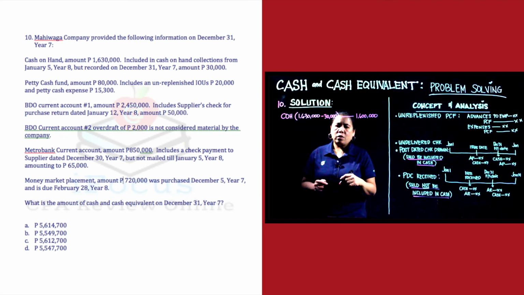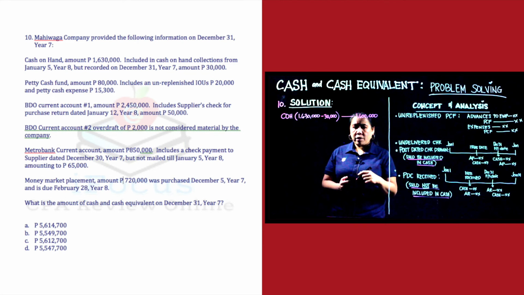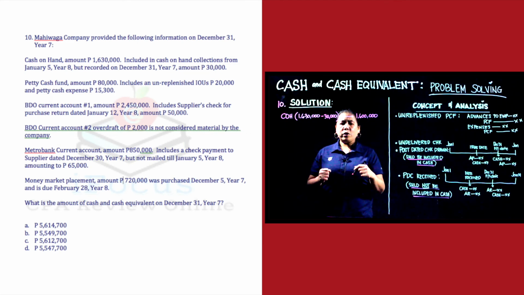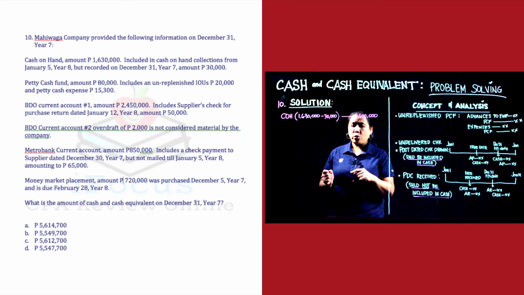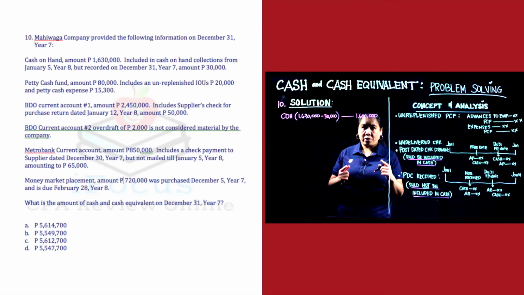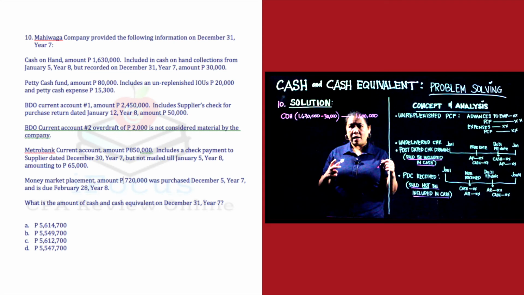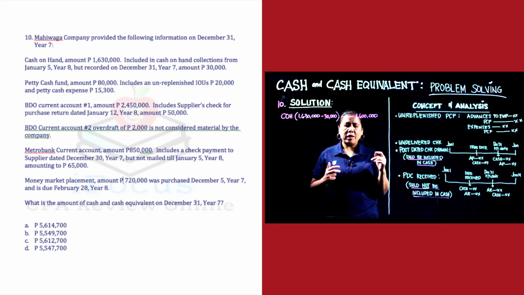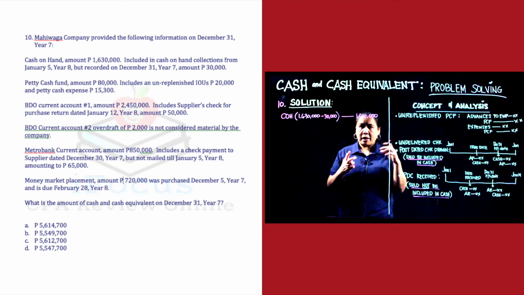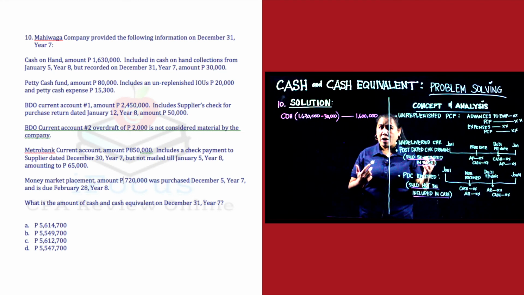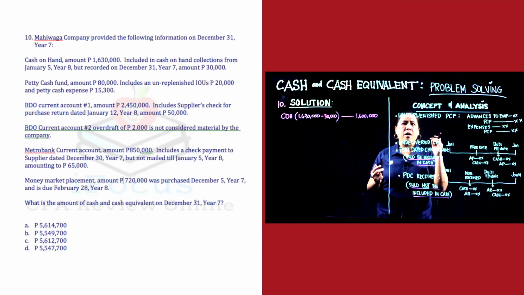So, the cash on hand of Mahiwaga Company is 1,600,000. Now, another item is petty cash fund amounting to 80,000, which includes unreplenished IOUs of 20,000 and a petty cash fund expense of 15,300. So, sa petty cash funds, lahat ng unreplenished kailangan i-record na natin at ibabawas natin yan sa petty cash fund. Ano ba itong petty cash fund? Ito po yung mga segregated na amount para sa mga small expenses ng company. Alright? So, unreplenished, hindi pa ito na ibabalik. So, aalisin na natin yan sa petty cash fund at i-recognize na natin yung mga expenses na yan.